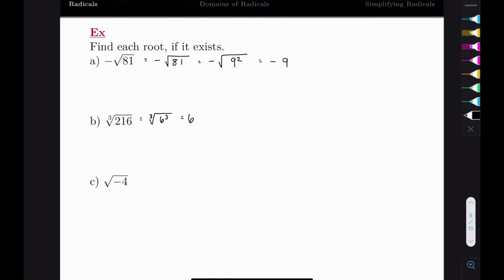Okay. For this next one, we run into a bit of an issue. So we've got a square root. So again, no number in there indicates that the index is a 2. And we have a problem because we have a negative sign underneath. So ultimately, we will be able to work with this when we talk about complex numbers. But for now, we're just going to say it's not a real number. So we can't actually find this root.